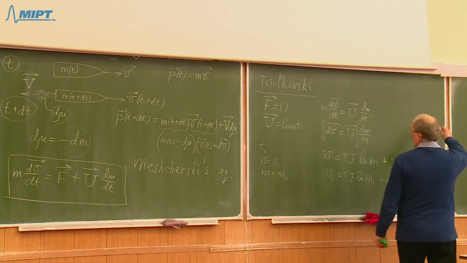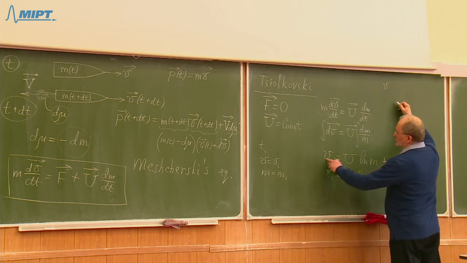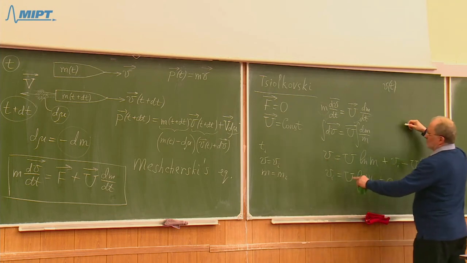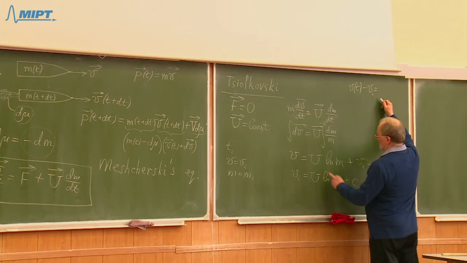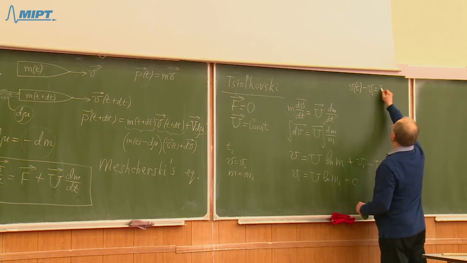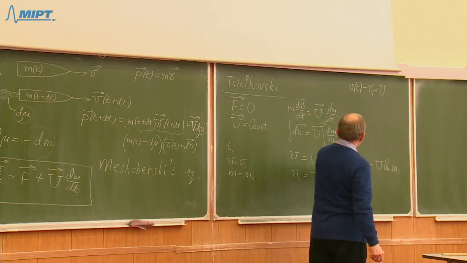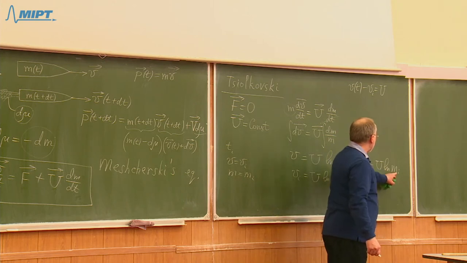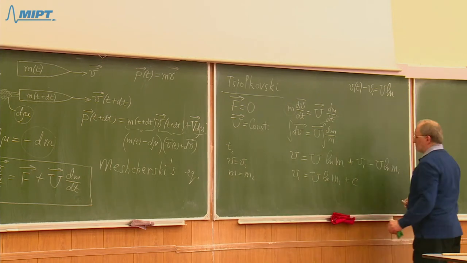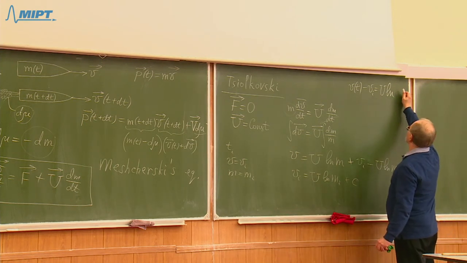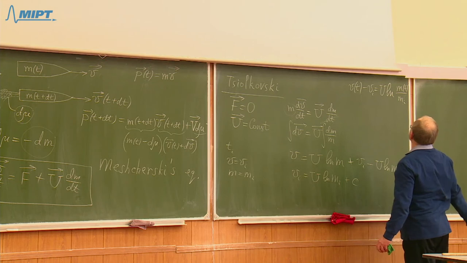So the final relationship will be written here. What is this velocity? The final velocity at some time moment v minus the initial velocity equals u, which is the common factor, times the logarithm of the final mass minus the natural logarithm of the initial mass. That will be, according to a well-known formula, u times the logarithm of the final mass divided by the initial mass.